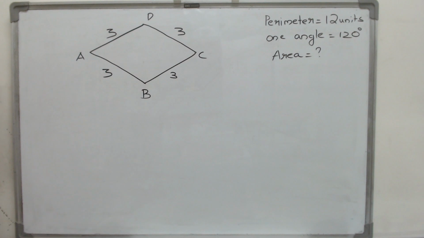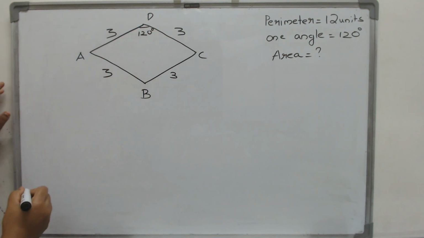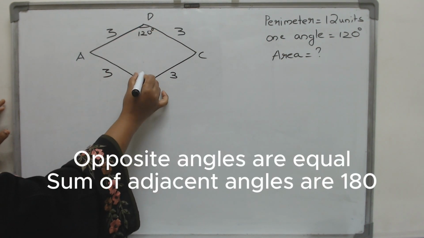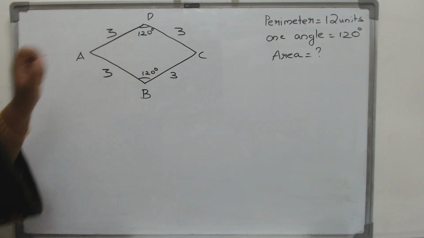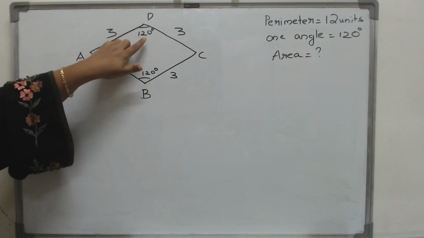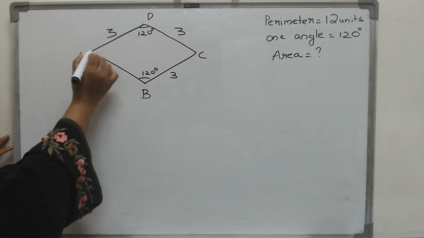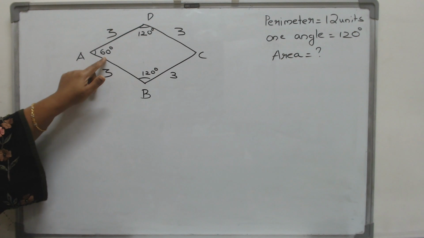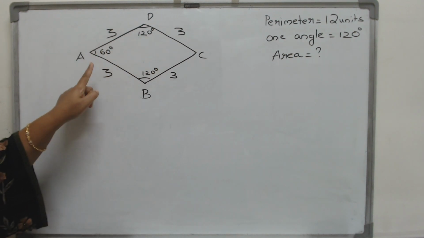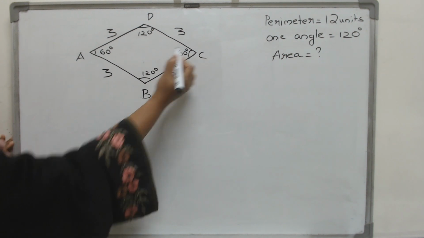What else do we have? One of the angles is 120 degrees. Then what do we know about the angles of a rhombus? Opposite angles are equal and the sum of adjacent angles is 180, which means if this is 120, then its adjacent angle must be 60 because the sum has to be 180 degrees. If this is 60, what do we know? The opposite angles are equal. So if this is 60, this angle is also 60.